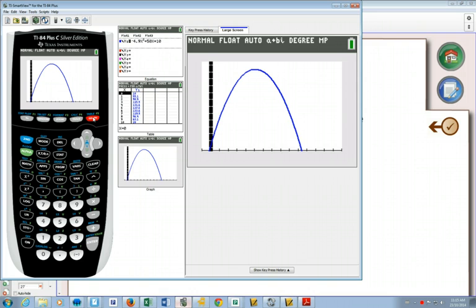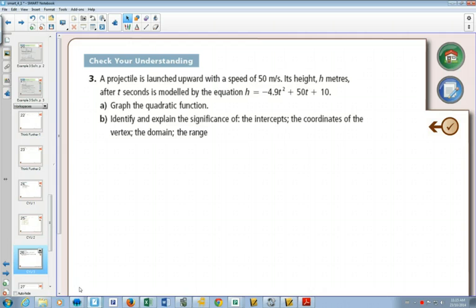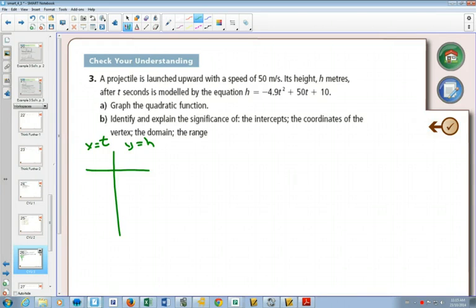First of all, if we look at the equation, if I want to make just a little table of values, this can really help in figuring out what you should set your window at. Your table of values is always x and y. In this case, our x is a t, and our y is an h.